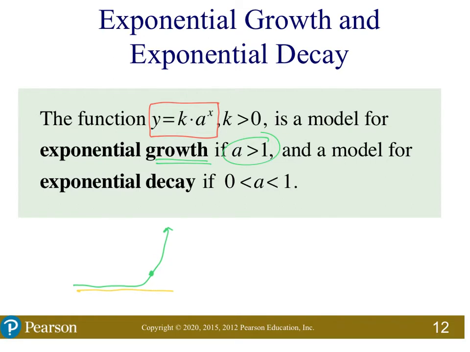If the value of a is between 0 and 1, so we're talking about a decimal value, then we say that that is in decay or decline. That graph heads down and approaches the asymptote also, but it comes down through the number 1 with a negative slope. So growth has positive slope, decay or decline has negative slope.